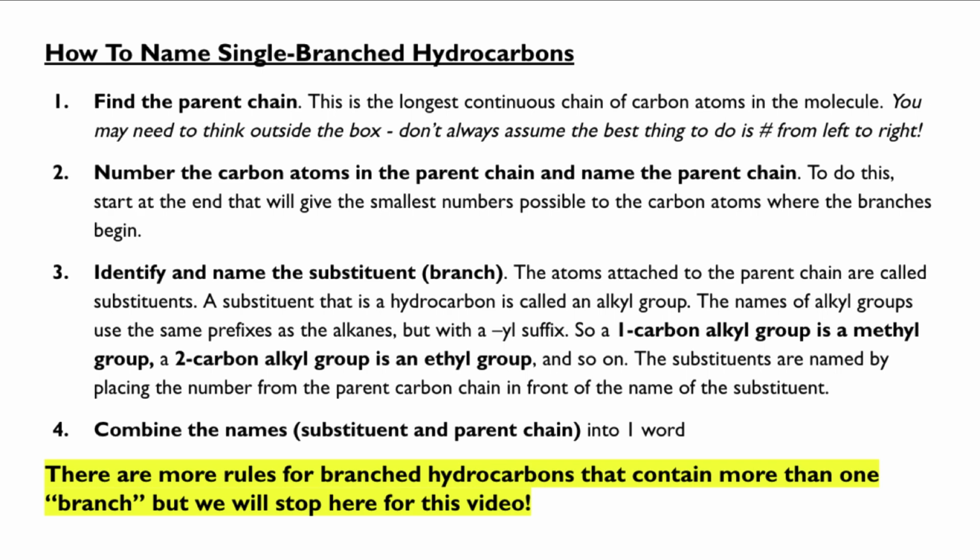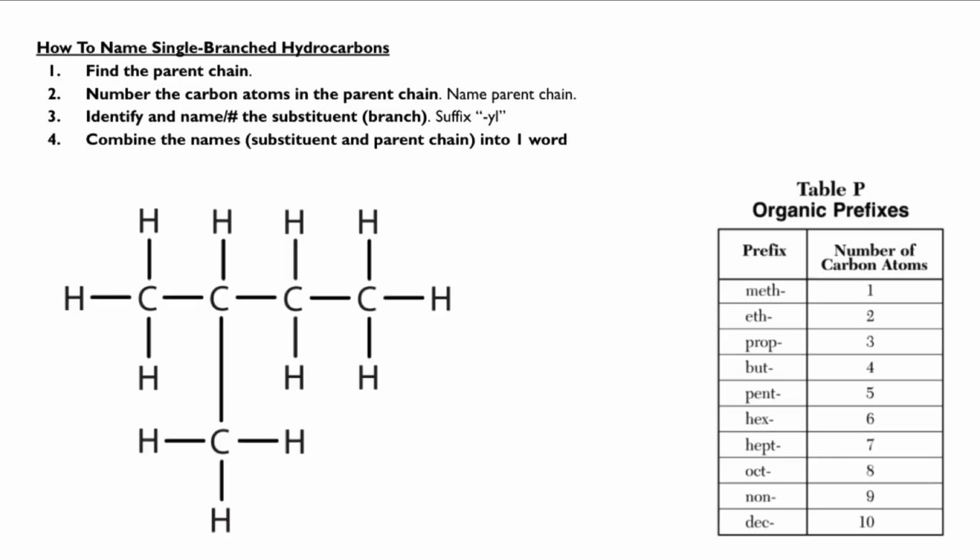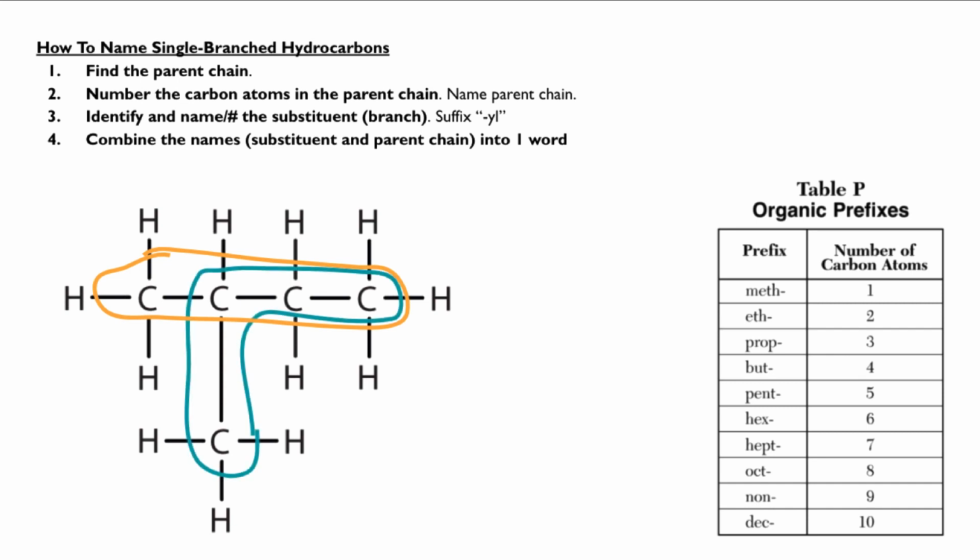There are more rules for branched hydrocarbons that contain more than one branch, but for this particular video we're only going to do one single branch coming off of the alkane. So let's look at an example together. Our first step is to find the parent chain. This means we want to find the longest continuously running line of carbon atoms. The easiest and most straightforward thing that you might notice is these 4 carbon atoms that go across in a row. This is a 4-carbon chain here, 1, 2, 3, 4. But there's actually another way I could count this. I could count the 4 carbons like this. There's no rule that says I have to start at the left and go to the right.